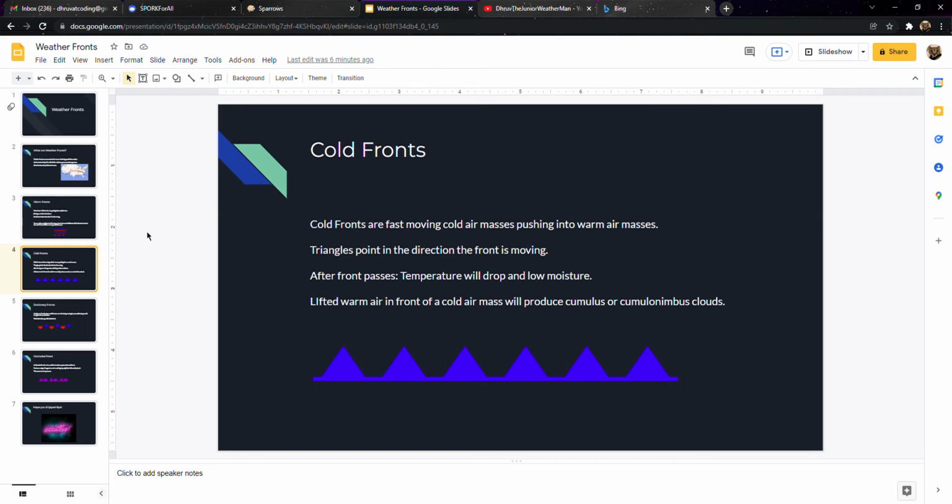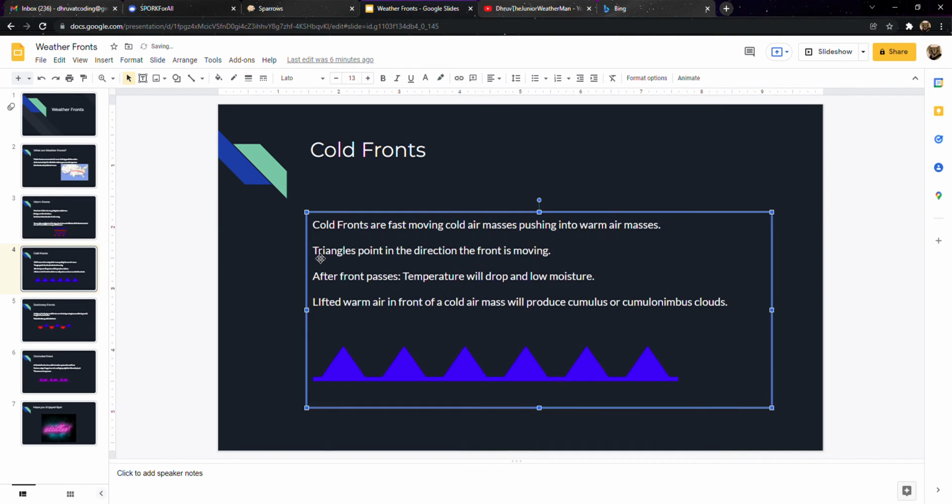The image shown below is a cold front. The triangles pointing upwards, like in the second line, where it says triangles point in the direction where the front is moving, and the triangles are blue to indicate it is cold. I'll give you about 15 seconds again to write this down. You guys ready? Okay, let's continue.